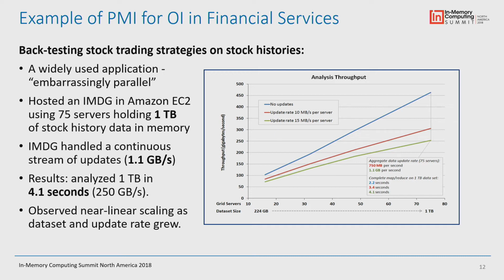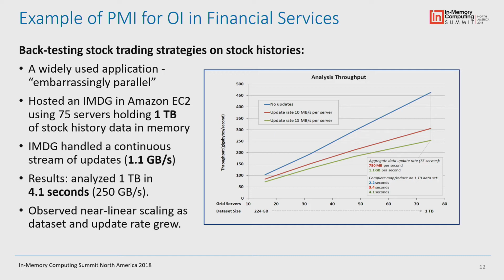What we're doing here is holding stock price histories in objects in the grid. So every object represents a stock like IBM or Amazon with all of the histories. But the wrinkle is we're providing new stock prices in real time. In this case, at 1.1 gigabytes per second, we're updating the grid's data. So the stock prices are continuously updating.